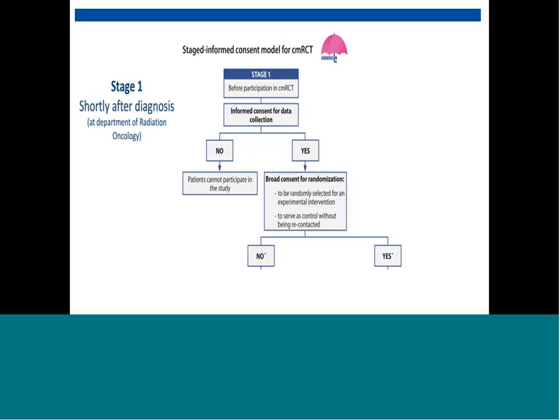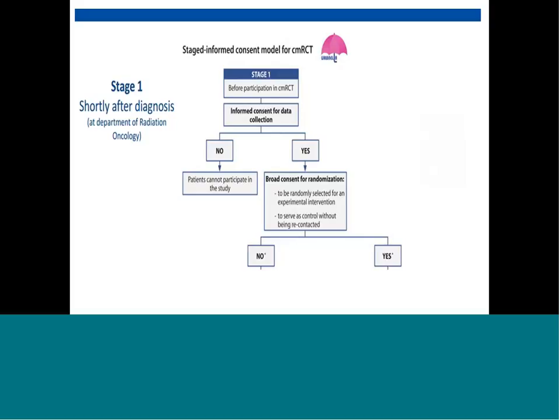They're asked if they will give consent for their data to be used for the research. If they say no, then they don't participate and they just go on to their clinician and have treatment as usual. But if they say yes, then they are also asked for further consent, or broad consent, for randomization, which is consent in the future to be randomly selected for an experimental intervention, and also consent to serve as a control without being recontacted.